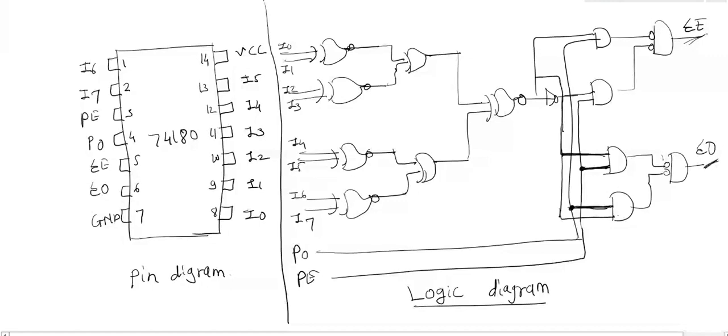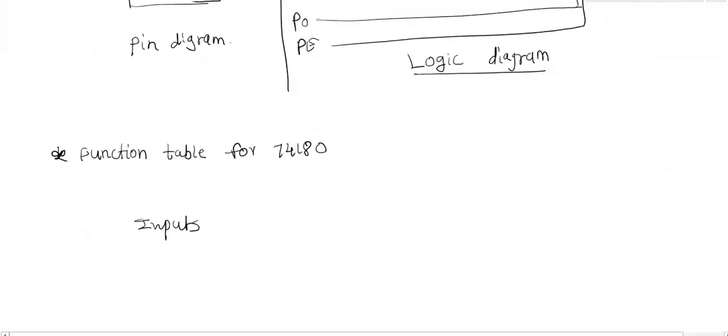Whether it is an even parity generator or an odd parity generator, both the even parity and odd parity outputs are generated by the 74180. Now we will write down the inputs first. The inputs I0 to I7 are active high. The first input is I0 to I7.